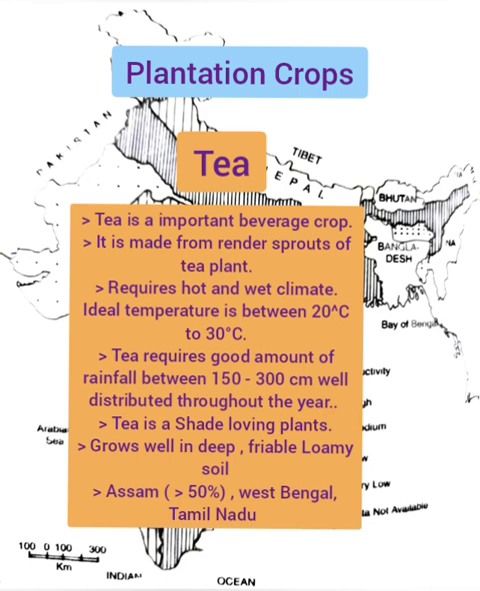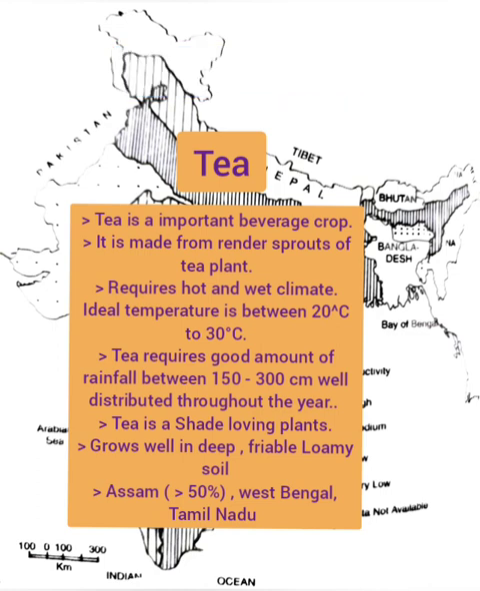Now plantation crops. Plantation crops are those crops which are cultivated over vast areas on a large scale. Tea. Tea is an important beverage crop. It is made from tender sprouts of the tea plant. Requires hot and wet climate. Ideal temperature 20 degrees centigrade to 30 degrees centigrade. Tea requires a good amount of rainfall.